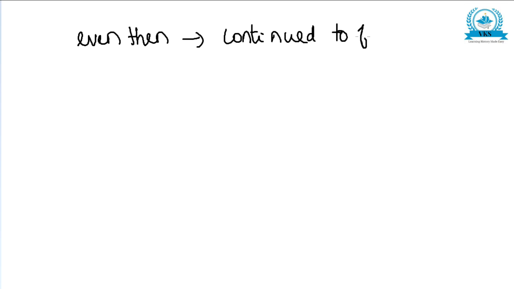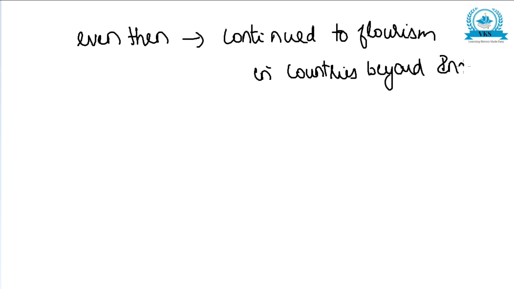So many causes were there which led to the gradual decline of Buddhism, but it continued. But even then, what we have to see is it continued to flourish. Buddhism continued to flourish in countries beyond India. Even though it declined in many parts of India, it continued to flourish in countries beyond India for centuries, and even today it has a large number of followers all over the world. So that was about the decline of Buddhism.